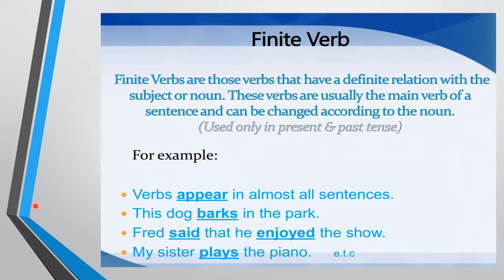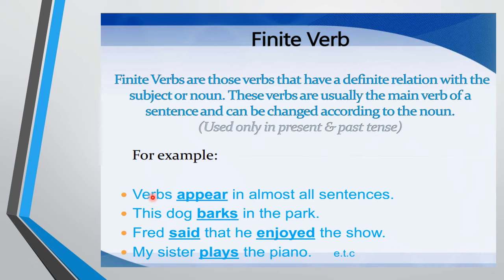Students, next kind is finite verb. Finite verbs are those verbs that have a definite relation with the subject or noun. These verbs are usually the main verb of a sentence and can be changed according to the noun. Used only in present and past tense. Note it down that they are used only in present and past tense, not future.